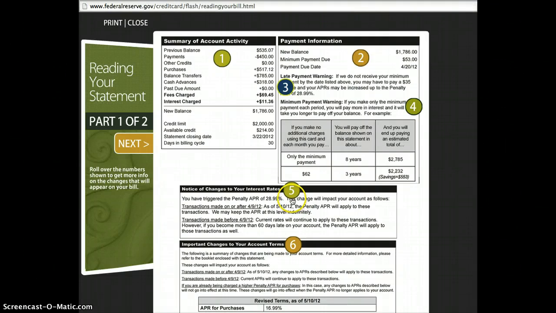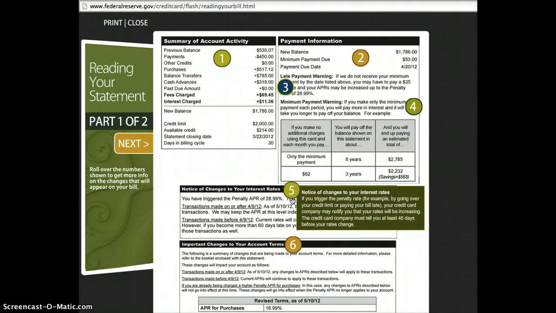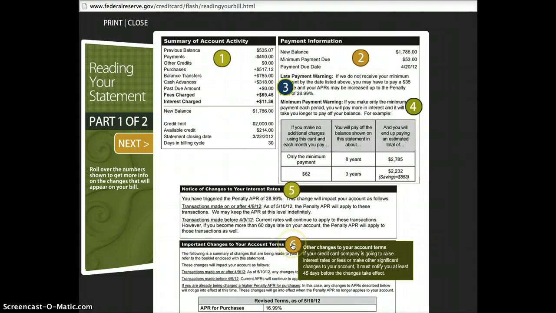The fifth section is going to show you if there are any changes that will be made to your interest rates. So if you have gotten into the penalty APR, if you are behind on your payments. And then this is if there are going to be any changes made to your account. So you'll definitely want to take a look at that to see if you have any upcoming changes.